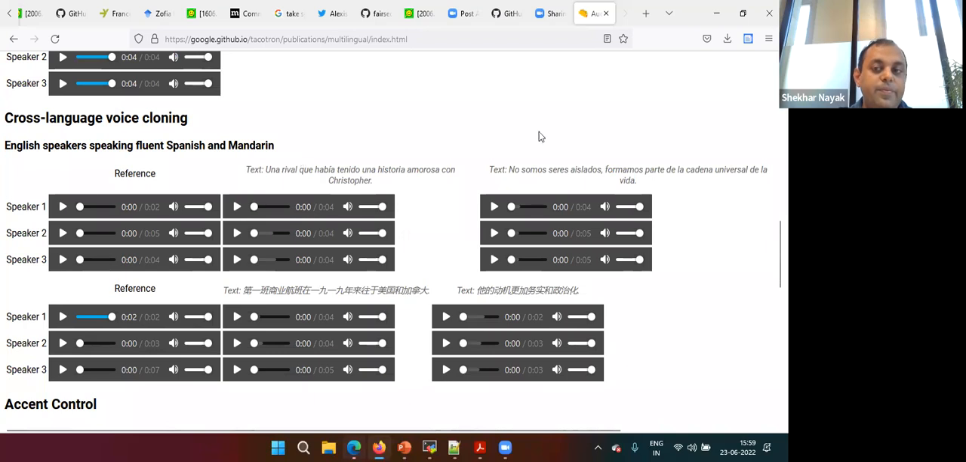So these are independent, each language is synthesized separately. These are test utterances which are not in the training of the models. Now you can see an example of cross-language voice cloning. Basically the English speaker's voice will be used to synthesize Spanish and Mandarin. So this is the reference.